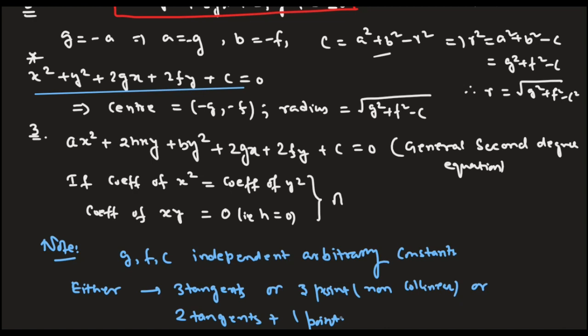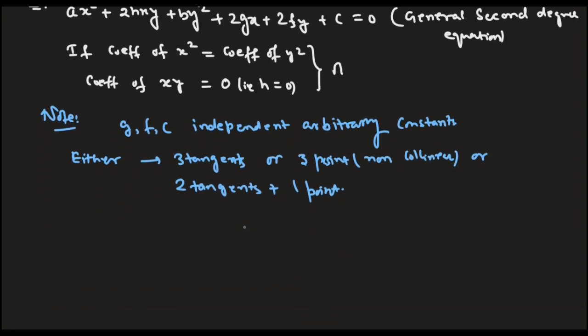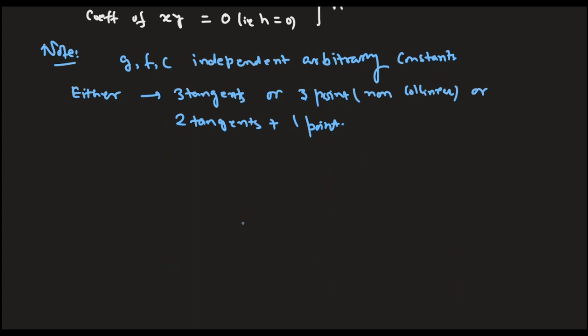Okay, so to determine the circle uniquely we need conditions so that you can find G, F and C. To find these three independent arbitrary constants, we need 3 equations. These 3 equations can come in the form of tangents, or 2 tangents and 1 point, or 3 non-collinear points, so that we can find the equation of the circle uniquely.